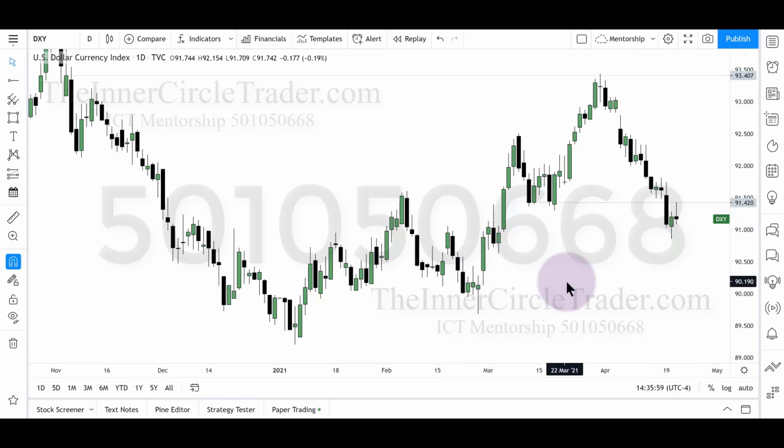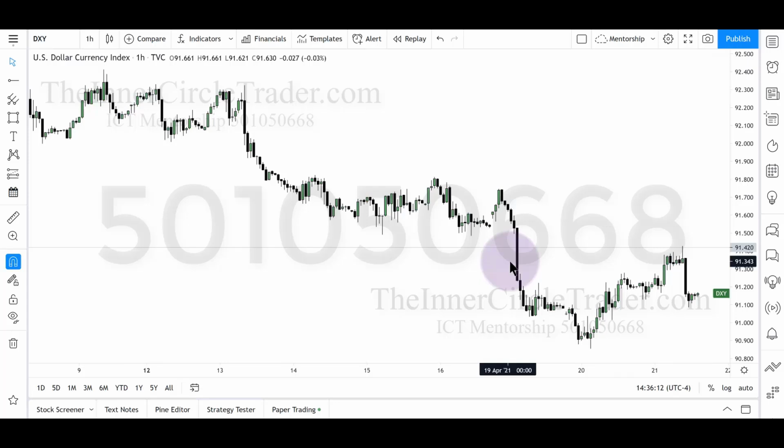All right, here's the dollar index on our hourly chart. You see we traded back up into, not entirely, but at least a consequent encroachment of the sell side imbalance, buy side inefficiency.